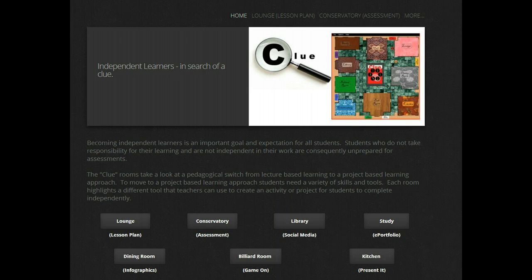To move to a project-based learning approach, students need a variety of skills and tools. Each room highlights a different tool that teachers can use to create an activity or project for students to complete independently.